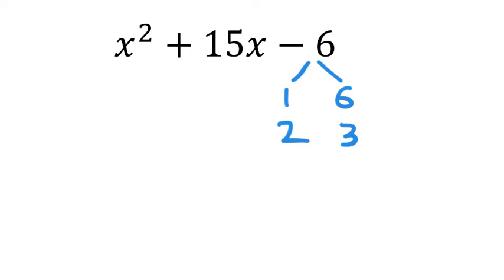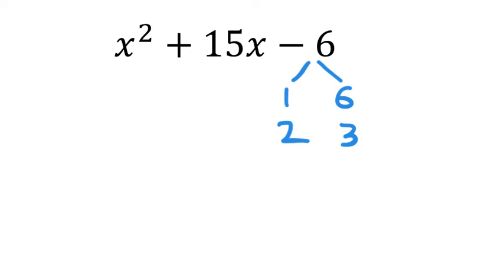Now, the problem here is it's a -6, right? So one of these has to be negative. Now, the problem here is if you make the 1 negative and then you add those, you get +5. It's not quite 15. You could say it's close if you wanted to, but if you make the 6 negative, it makes it even further away, so it's not that. What about if we make the 2 negative? Well, -2 plus 3 is 1, so that's no good.